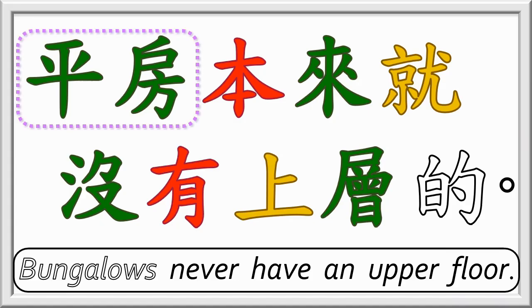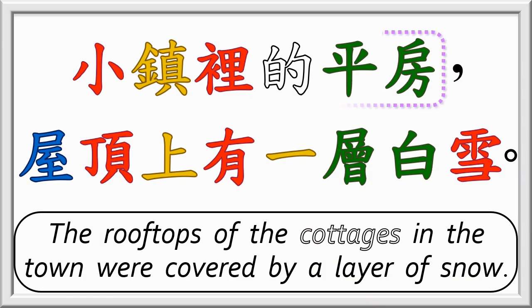平房 is the term for spacious, single-story houses, especially common at vacation spots or in retirement communities because there are no stairs to climb. 平房 is often translated as bungalow or cottage in English. 平房本来就没有上层的. Bungalows never have an upper floor. 小镇里的平房屋顶上有一层白雪. The rooftops of the cottages in the town were covered by a layer of snow.